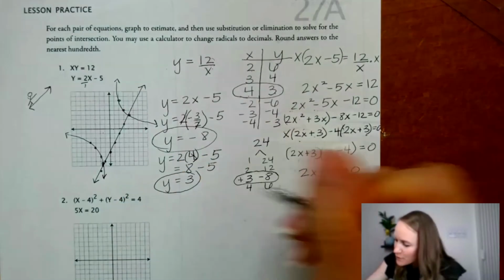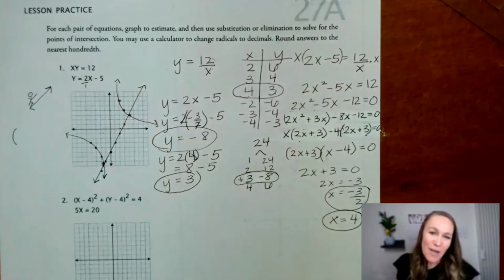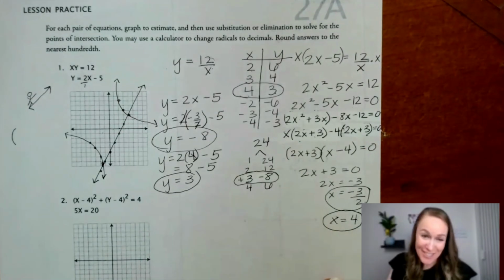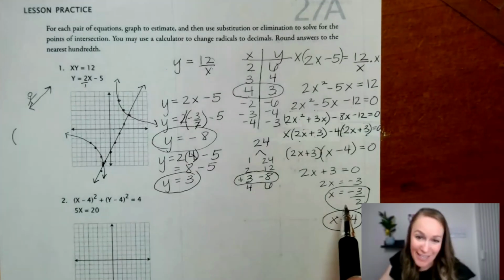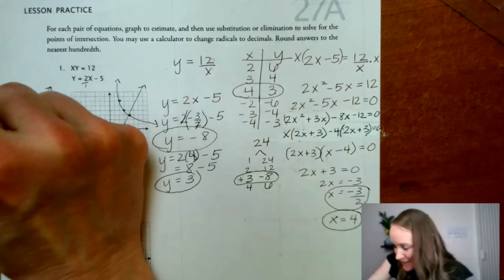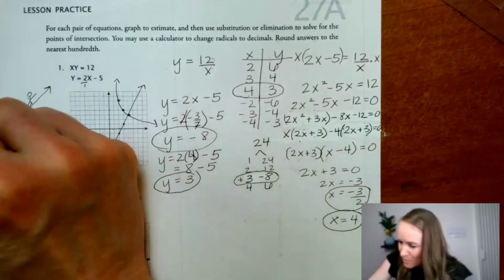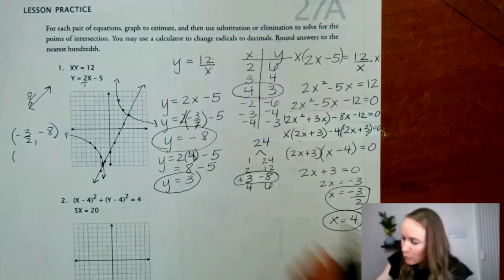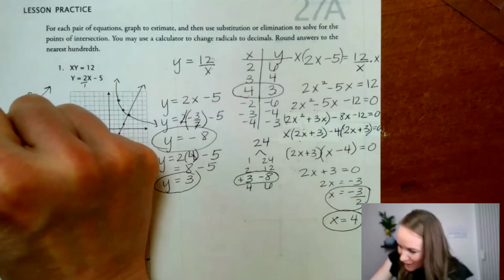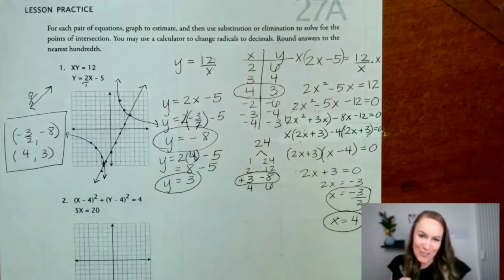Yes. So my first solution, let's write it in point form over here because I'm running out of room. I'm going into the next problem. So I have -3/2, comma, -8. That is one solution. My second solution is going to be 4, comma, 3. And that is my final answer.